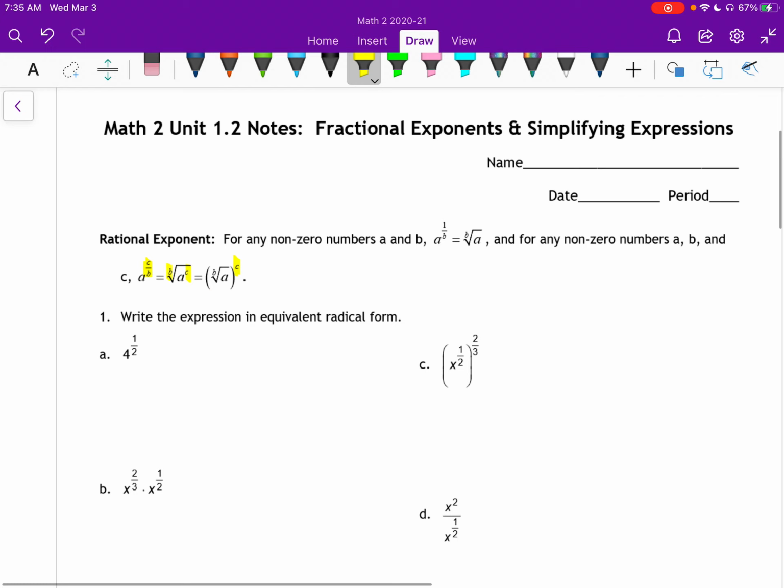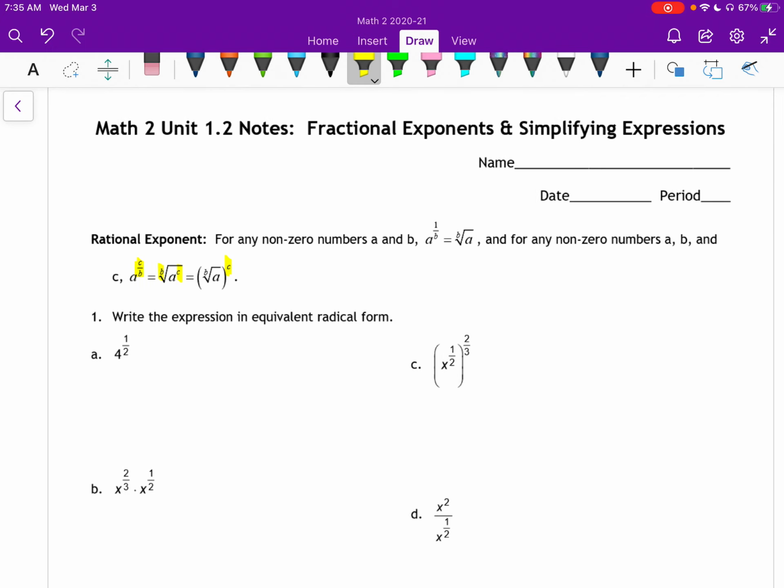So for what we're doing here, we're going to be converting from rational form, which is with a root, to exponential form, which is the exponent, right? This is rational, this is exponential. Rational can sometimes be called radical. I think that's what it says here. Radical, rational, it means the same thing.